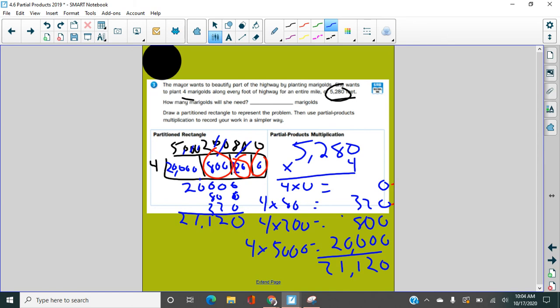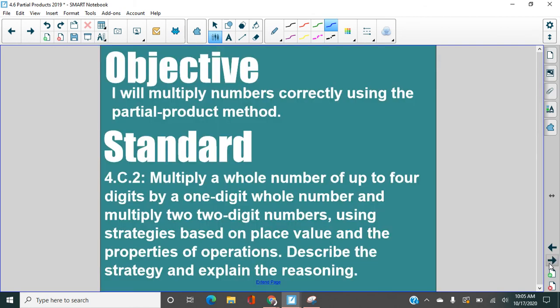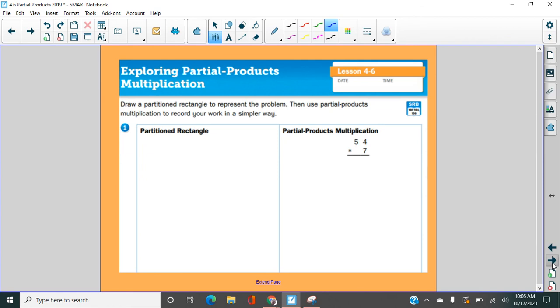Okay, so let's make sure we notice this. What do you notice about these two methods? All right. Okay. Right. It's just a different way to write the same thing. Now, if you end up loving this, that's great. If you end up loving this, that's great too. I would like you to practice this partial products method today because that's our goal.